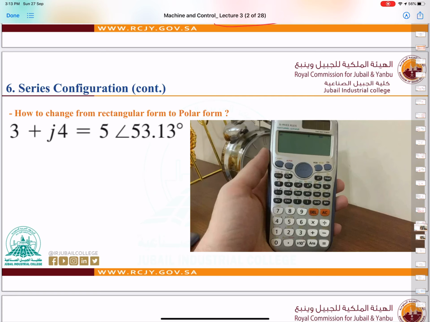This is how to change from rectangular form to polar form. I already sent you the video. Please see it again, and how to change it in the calculator.